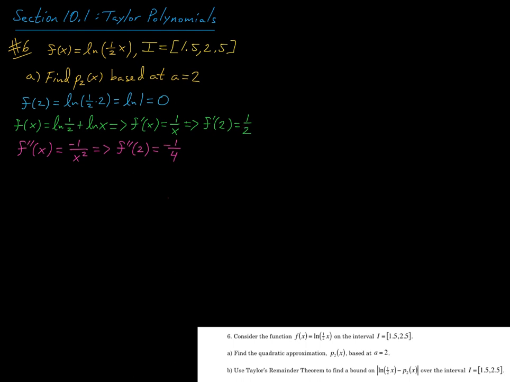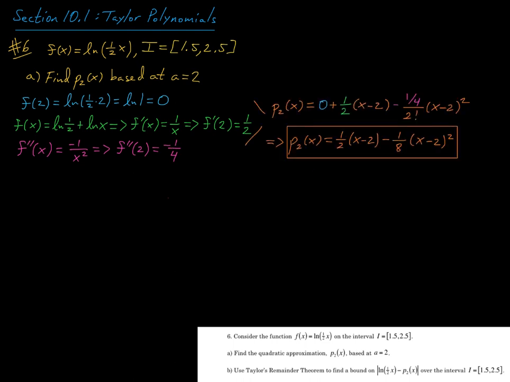F double prime, well, just differentiating 1 over x gives us negative 1 over x squared. And so f double prime of 2 is negative 1/4. All right, so then we put that all together and find that p2 of x is f of 2, which is 0, plus f prime of 2, which is 1/2, times x minus 2. And then we're going to have plus f double prime of 2, which is negative 1/4, over 2 factorial times x minus 2 squared. And this simplifies to 1/2 times x minus 2 minus 1/8 times x minus 2 squared. All right, so that is our quadratic approximation to our function here.